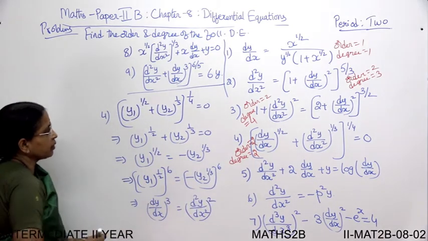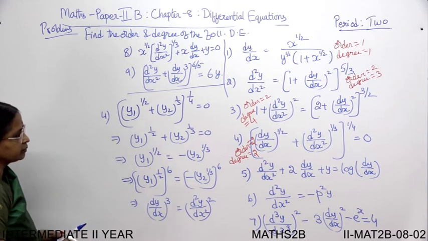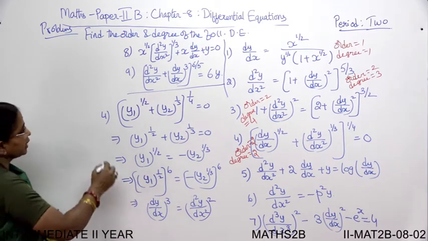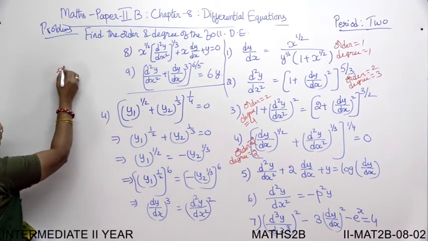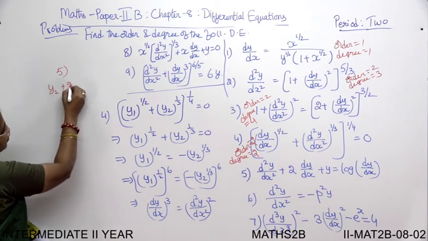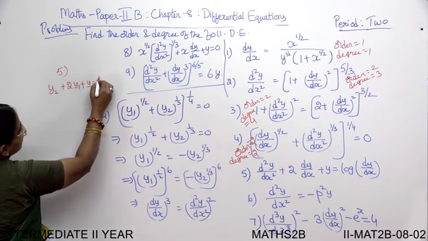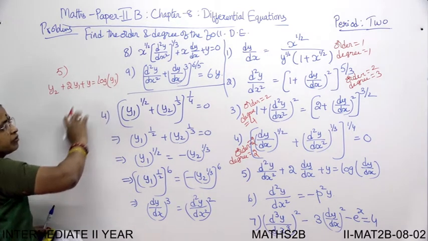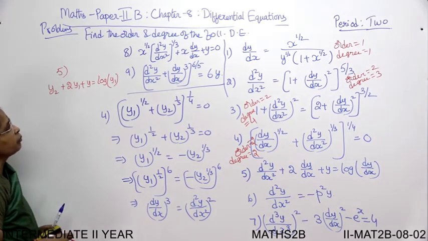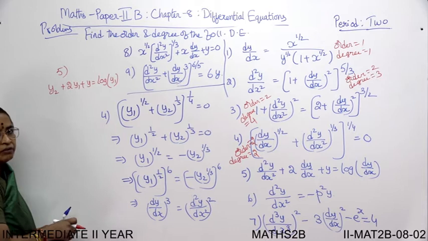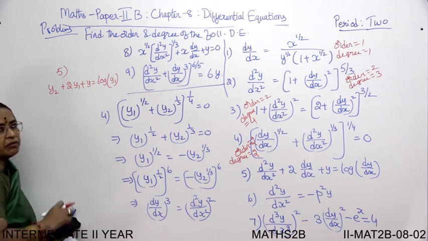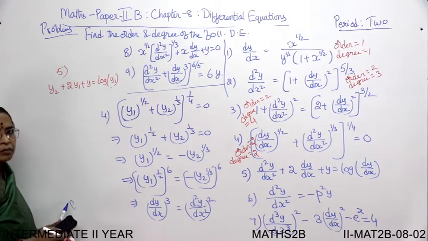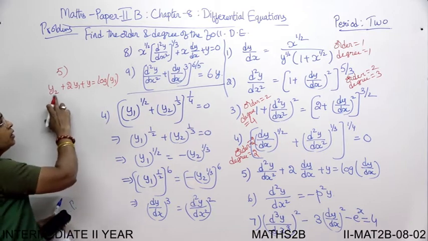Now the fifth problem is again very important. In the fifth problem, you have y2 plus 2y1 plus y is equal to log of y1. Here you should not have any fractional powers. It should be a polynomial equation in the derivatives. Can you make it a polynomial equation? You have a logarithm, so you cannot make it a polynomial equation in the derivatives.